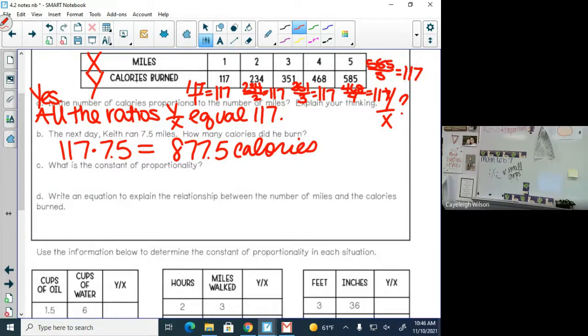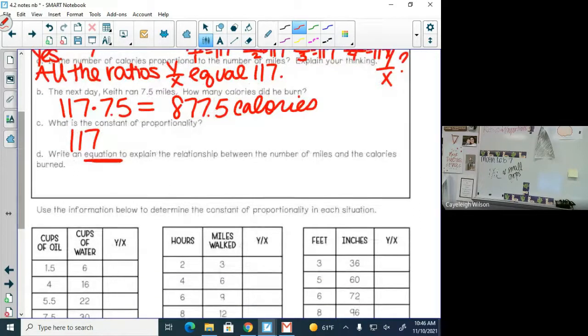All right, and so what was the constant of proportionality? 117, because that's the number that they all repeatedly had in that ratio. And when you have a constant of proportionality, I don't know why this isn't in the notes here, but an equation for a constant of proportionality will always be y equals kx. So put that down and star it.